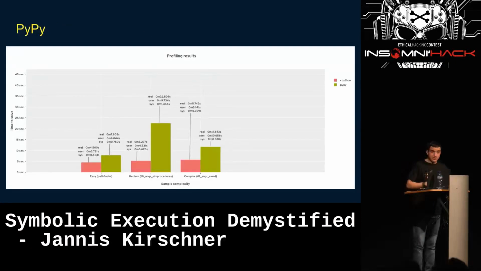Angr also advertises that PyPy would speed it up by 10%. For me, it only slowed my computation down. So I profiled it and it's actually way slower on my machine. I have no idea why, but just take PyPy with caution, test it on your machine. Maybe it's faster, maybe it's not.